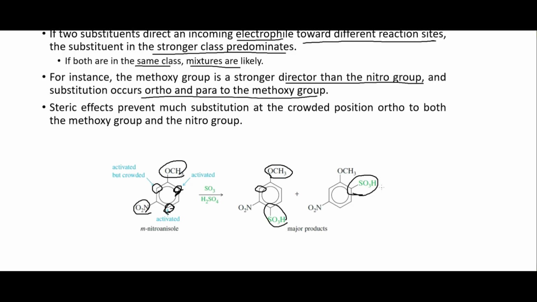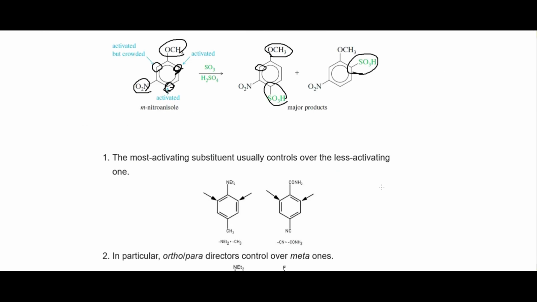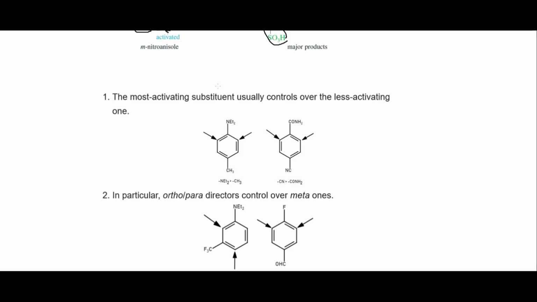As kind of a quick guide to figuring these out, I found this on Wikipedia. So the most activating substituent usually controls over the less activating one. So for instance, if we have this amine group here, then this alkyl group right here, then the amine is the stronger activator, and so that one is going to win out over the weaker activator, the alkyl group. And so we're going to add ortho to this amine group right here.